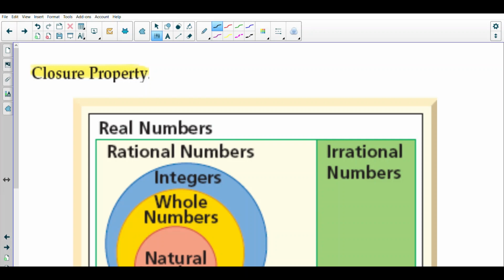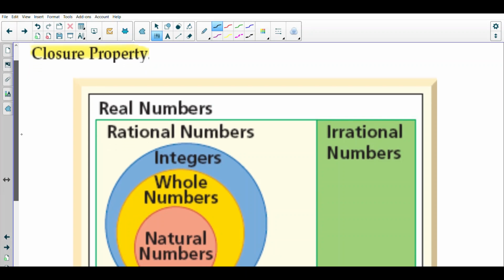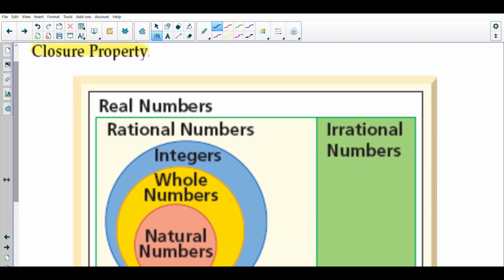Okay? So now the closure property, this is a little bit trickier. This is a property that says if I apply an arithmetic operation to two numbers in a certain set, do I get out of that set, or can I stay within the set? So if I take two whole numbers, like 2 and 0, and apply an operation to them, do I leave the circle or do I stay within the circle? Okay, so we're going to go through a couple examples because it's a little bit trickier.